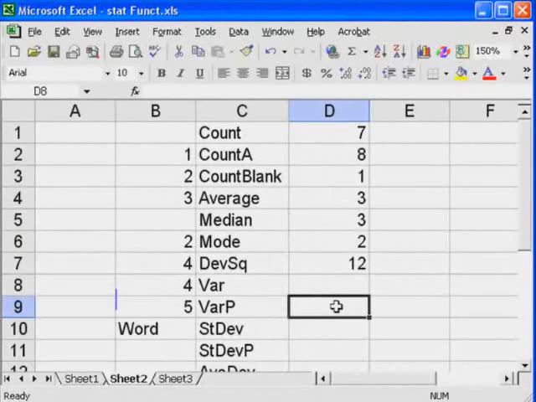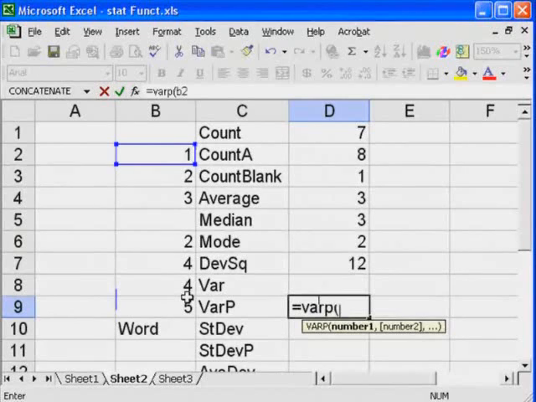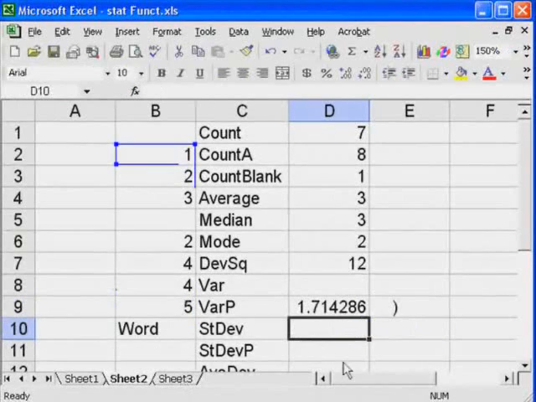But let's go ahead and do this by using a function. I'll put an equal sign, then VARP, that means the variance, and I put a P because it's for the entire population. That means these are the only numbers we care about, these 7. I'll put an opening parenthesis, B2 colon B10, end of parenthesis, and now I'll hit enter. And I get 1.714286.